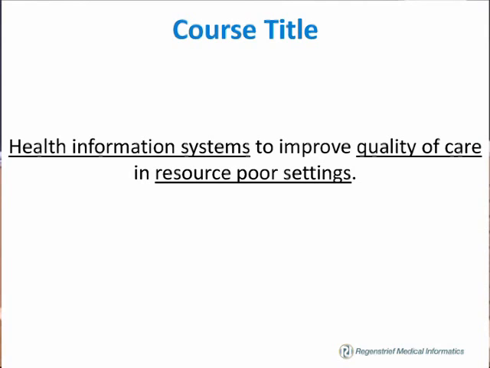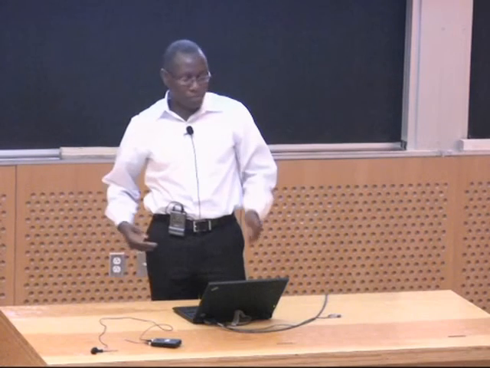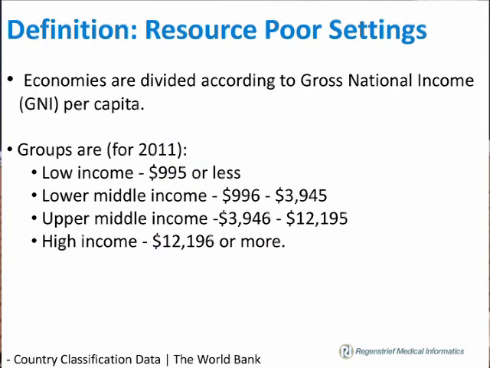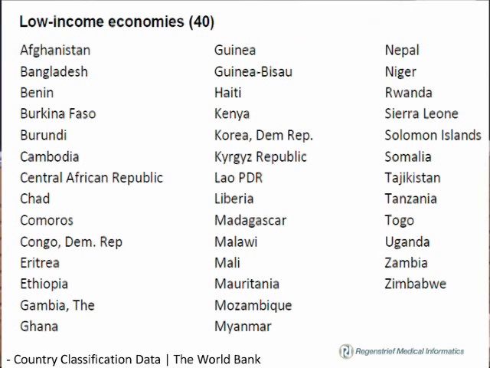So health information systems to improve quality of care in resource poor settings. That's the title of the course, which I thought was kind of interesting, because just to go through the definitions of the three main components of this class, right? So we are talking about resource poor countries, and again, most of you are very familiar with this. I won't belabor the point, but in this case, we're talking about the low income and low to middle income countries. And this is in real dollars, not purchasing power parity.